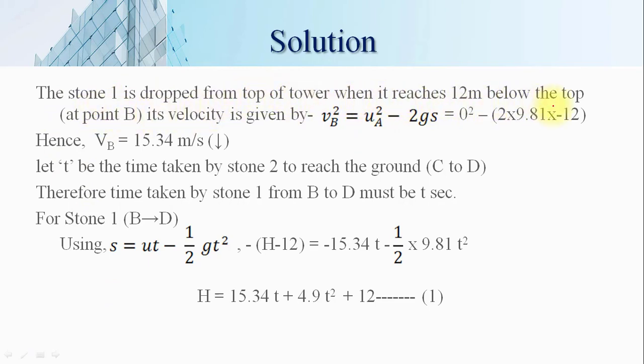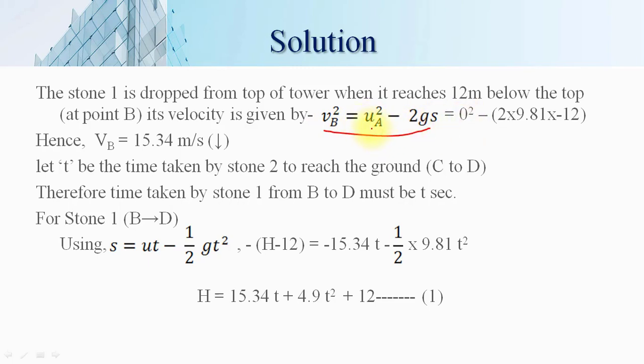When it reaches 12 meters below the top, that is at point B, its velocity is taken, that is the final velocity, so Vb square is equal to u square minus 2gs. Now for velocity we have one more equation, v is equal to u minus gt. But in that equation t is not known. That is why instead of that equation, here we are using only this equation where these things are known.